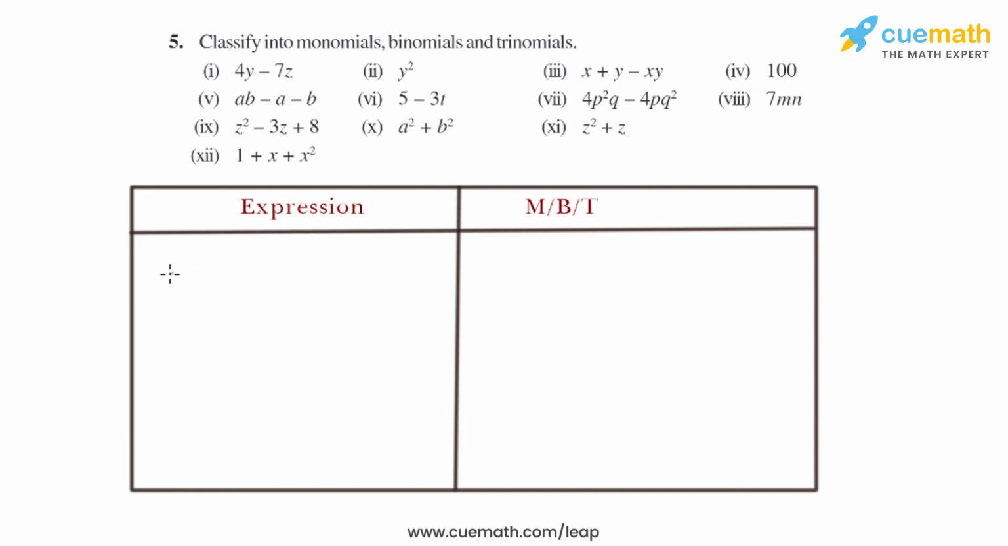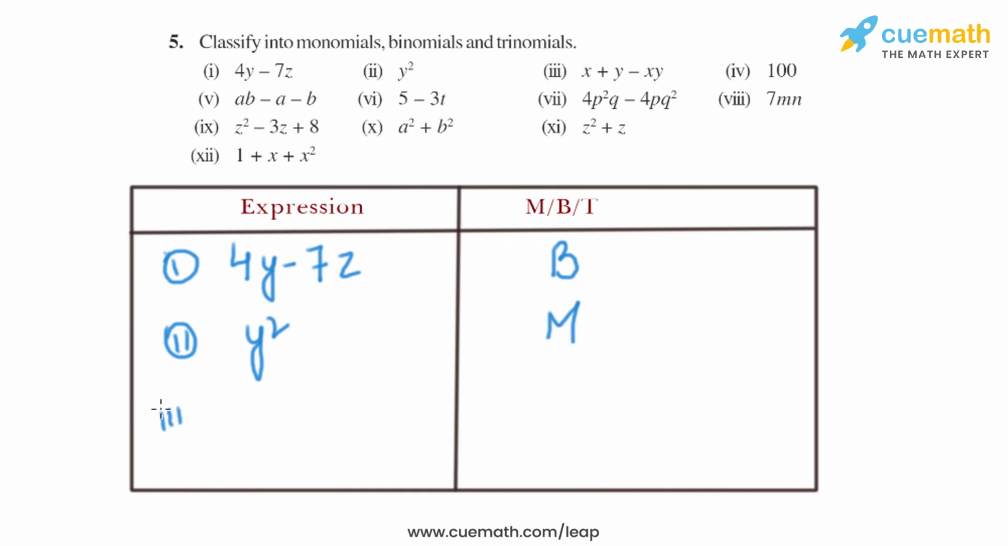So let's start with the first expression. In the first expression, it is given 4y minus 7z. As we can see that there are two different terms in it, 4y and minus 7z. So that is basically a binomial. Now let's move on to the second part. Y square is given in it. So as we can see that there is only single term y square. So that is a monomial.